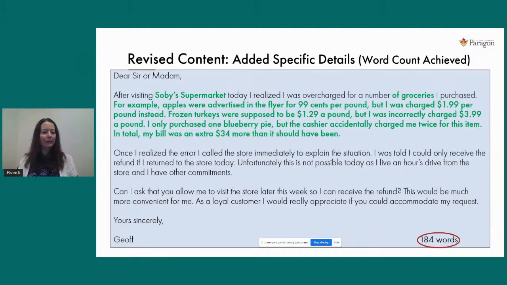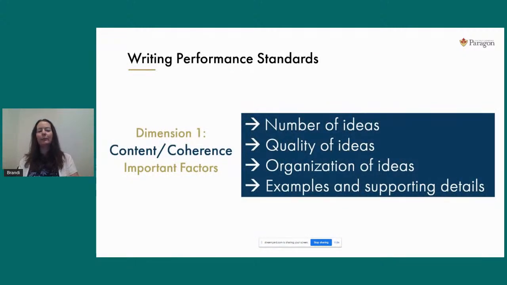So by adding in those green words, those few sentences, we're now in a healthy range. We've got 184 words. So we've actually corrected that little task fulfillment mistake with word count. And we've also, more importantly, I think, really elevated those examples and supporting details for that response. So that's a really good way to do it.